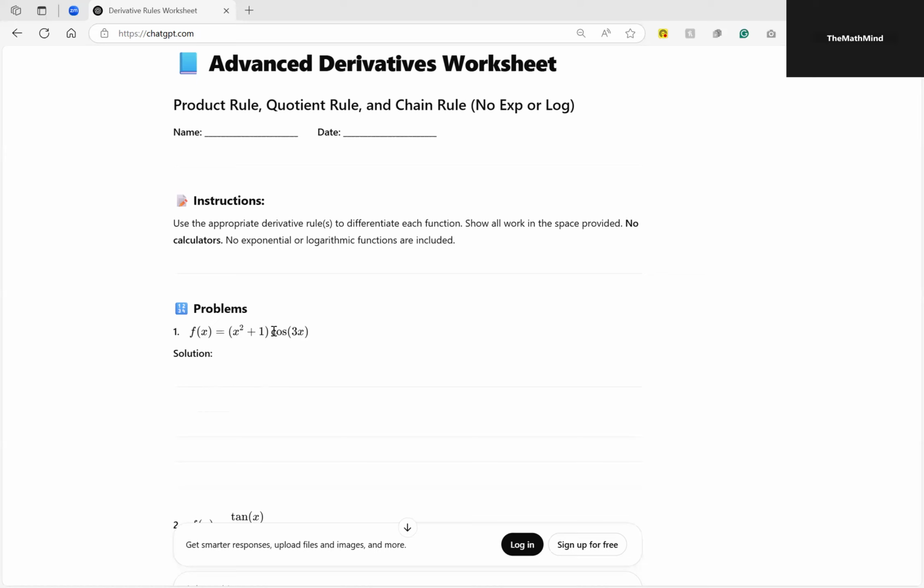The first question is the multiplication of a polynomial and cosine. We're using the product rule. And what is the product rule? I'll just write the formula here. h of x equals f times g. This is the function, so h prime will be the derivative of the first function multiplied by the second function plus the first function multiplied by the derivative of the second.